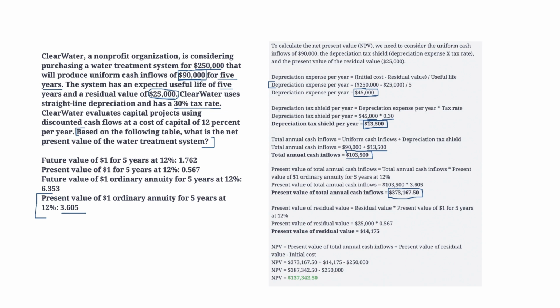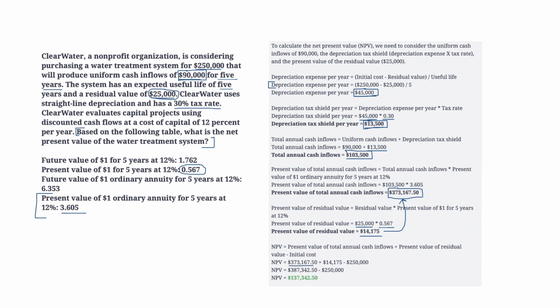But that's the undiscounted amount. We have to figure out how much that $25,000 is worth in today's dollars. So we're going to use the lump sum formula here to calculate the worth of that salvage value. So we take the $25,000 salvage value times 0.567, and that brings us a present value of $14,175. So then we're going to add that to this $373,000.